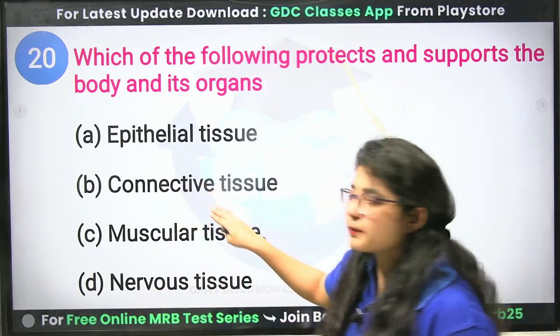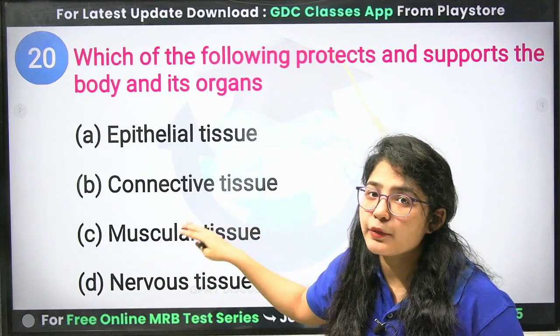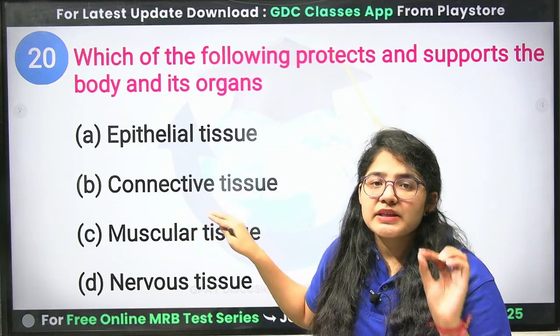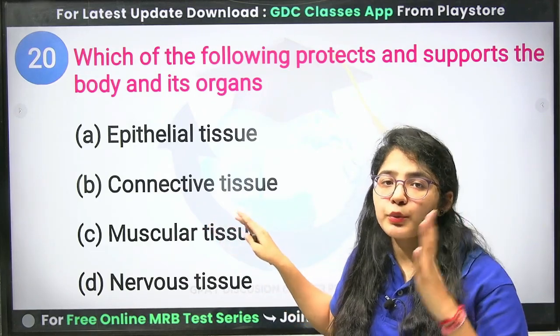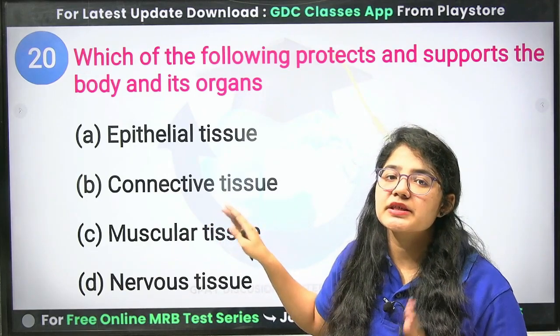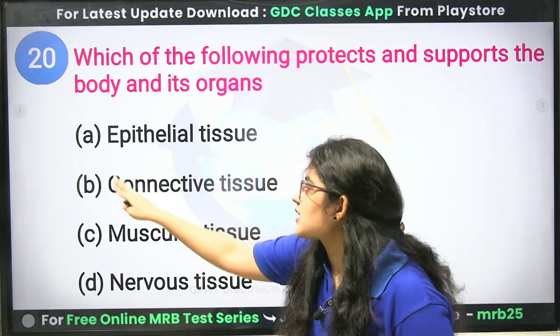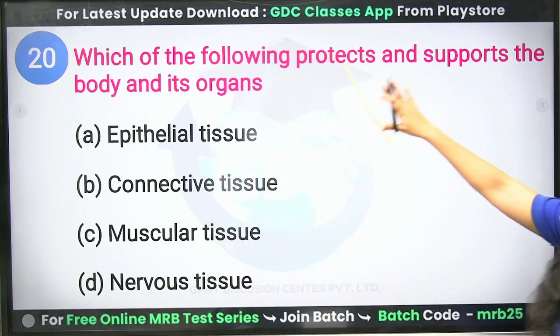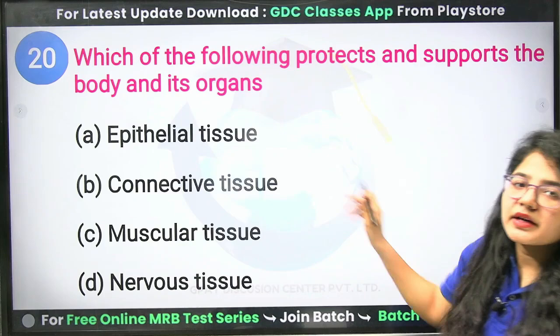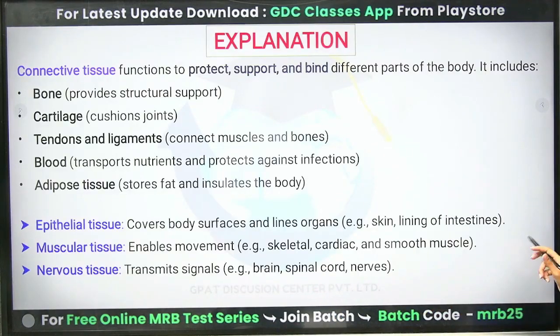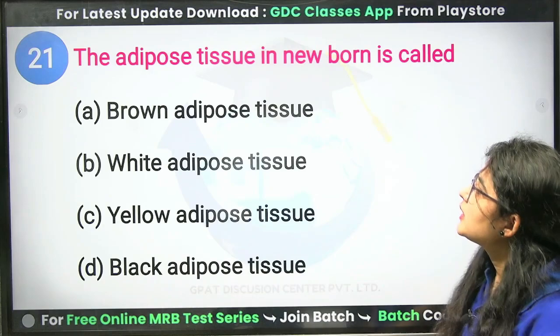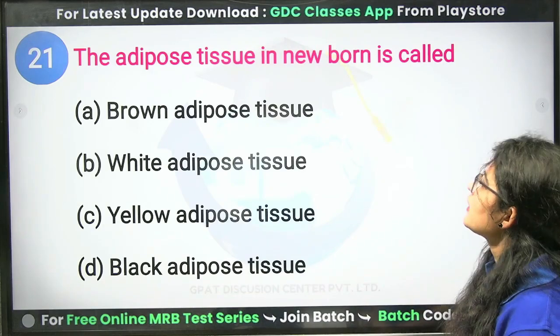Connective tissue protects or provides support, like the white blood cells of your blood protect the body from infection. Your bone provides structural support to your body. So the function of connective tissue is the protection and support of the organs or the particular bodies. Clear? Okay. Next question. The adipose tissue in a newborn is called.